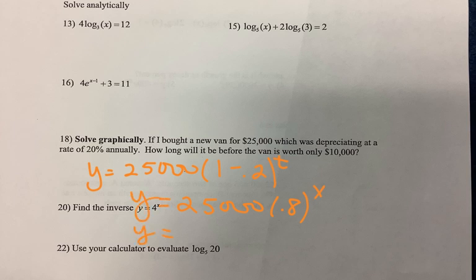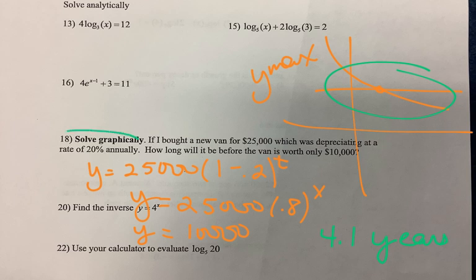Second equation is 10,000. We want to know when it's equal to 10,000, so we're going to graph this, but realize you have to be all the way up. I mean, this window is going to have to, your y max is going to have to be bigger than 10,000 so you can see this part of the graph. This is going to be 4.1 years. All right, and so again, solve them graphically, so you'll need to have your graph.